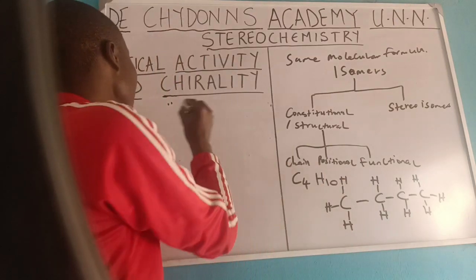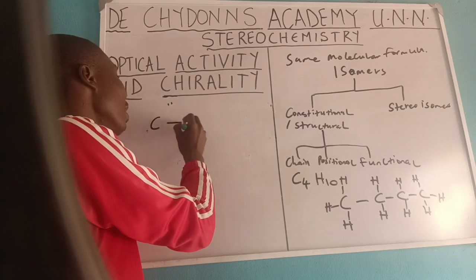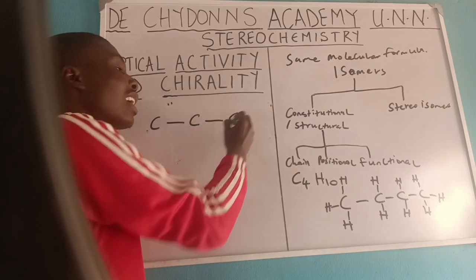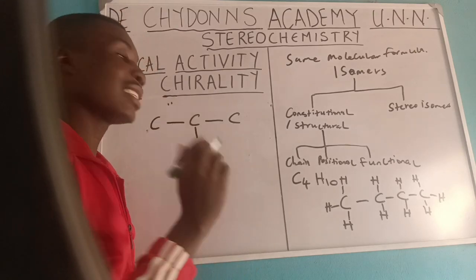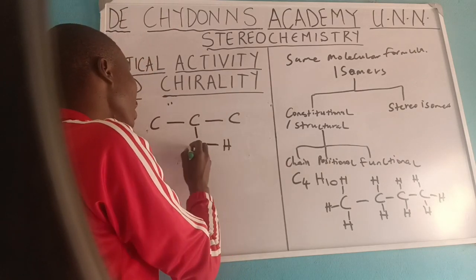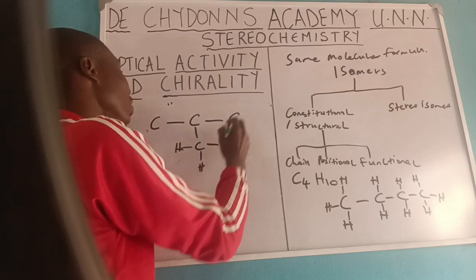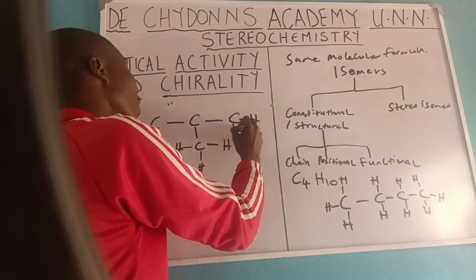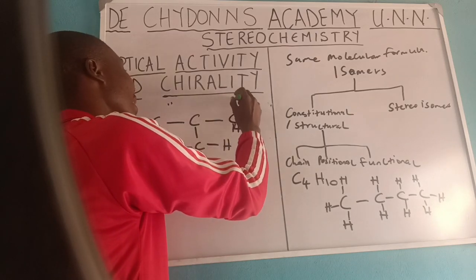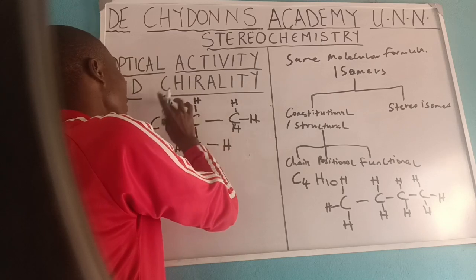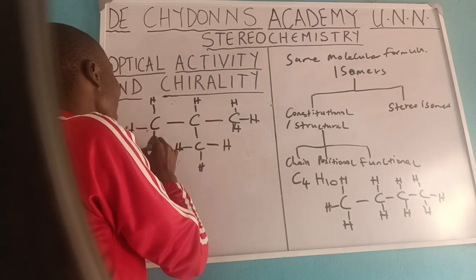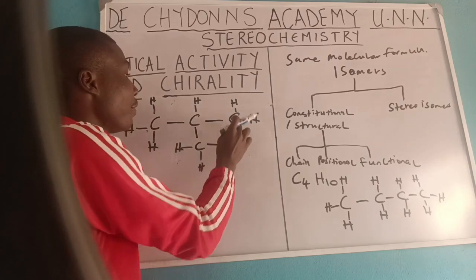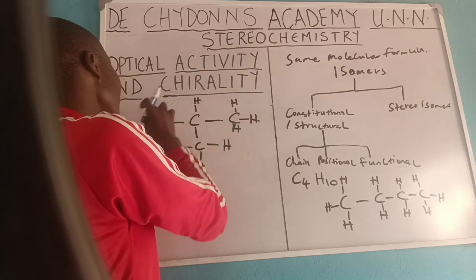Now here is the second structure. We have carbon linked to carbon, linked to carbon, and then we have another carbon here. Now I'm going to be attaching the hydrogen. This is hydrogen, this is hydrogen, this is hydrogen, hydrogen, hydrogen with a bond, and then hydrogen with a bond, hydrogen with a bond here. Then we have hydrogen, hydrogen, and hydrogen. So this is 1, 2, 3, 4, 5, 6, 7, 8, 9, 10.